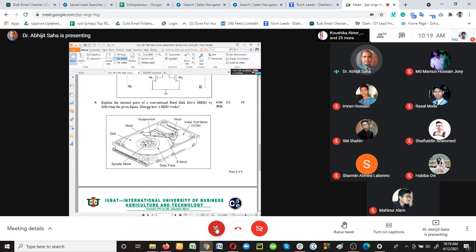And this is the last question: explain the internal parts of a conventional hard disk drive by following the given figure. Discuss how a hard disk works. You can see that the things are marked. You have to study and find out what these components are. You should explain them after drawing this figure in your khata. Maybe you can mark them with A, B, C, D, E, F, and explain one by one. And then you discuss how a hard disk works.